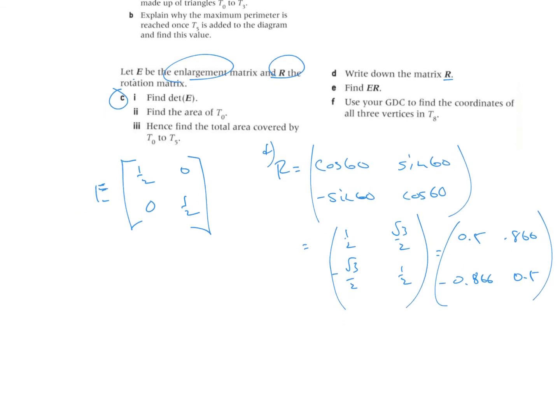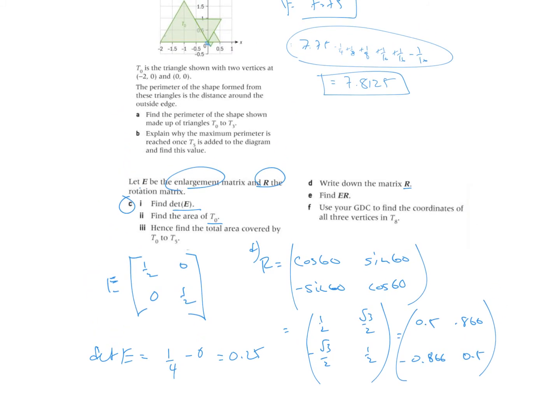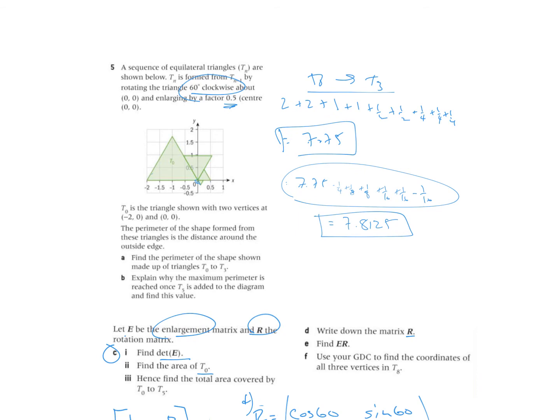So here's E. My determinant of E is simply going to be, if I go a d, these two values multiplied, so that's 1/4, minus those multiplied, so my determinant is equal to 0.25. And those are the values here. So now, find the area of T0. Well, T0 we know is the equilateral triangle with a side length of 2.